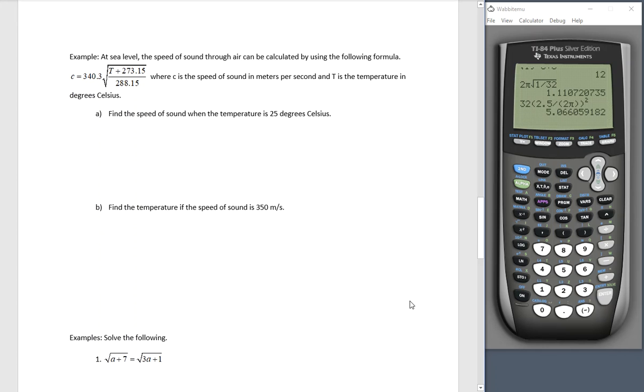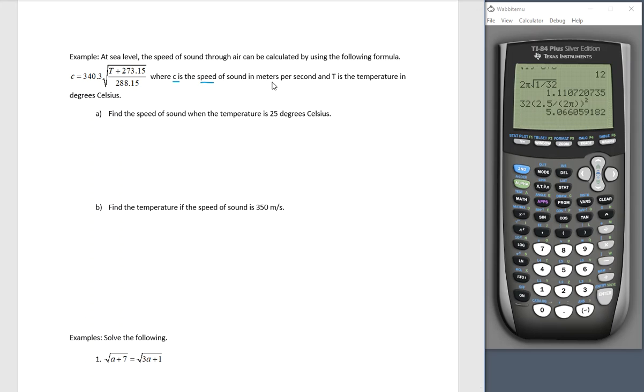Okay, at sea level, the speed of sound through air can be calculated by using the following formula. The formula is C equals 340.3 times the square root of the quotient that has T plus 273.15 in the numerator and 288.15 in the denominator. C is the speed of sound in meters per second. E equals mc squared, same C. And T is the temperature in degrees Celsius.